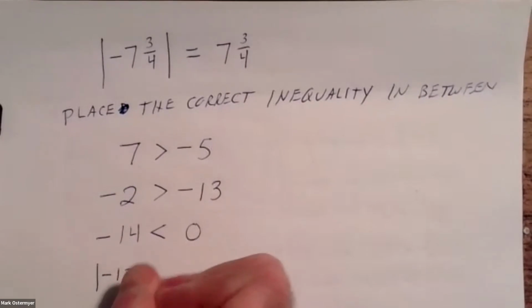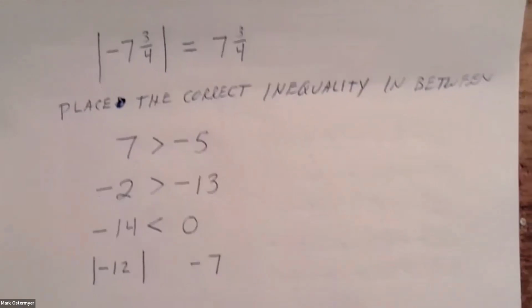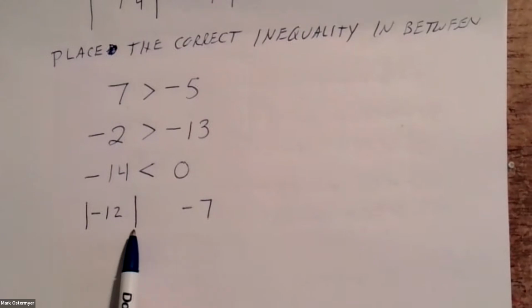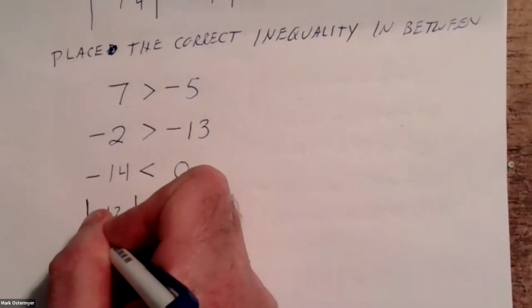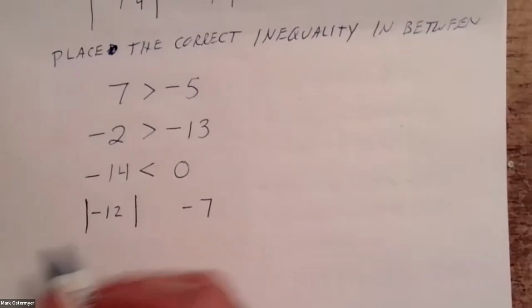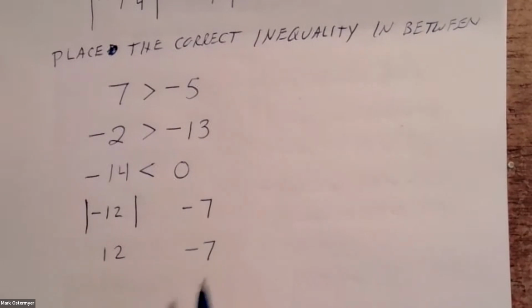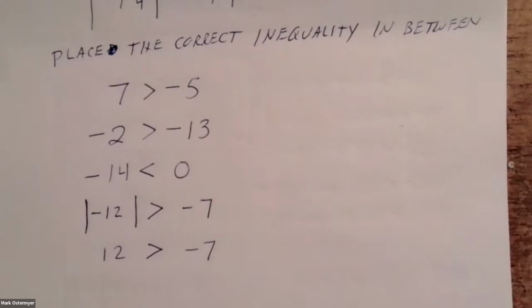All right. How about the absolute value of negative 12 compared to negative 7? Which one's greater? Which one's smaller? The absolute value of negative 12 compared to negative 7. Negative 7 is greater. Now, what is the absolute value of negative 12? 12. So it's really like comparing 12 and negative 7. So 12 is greater. We would say 12 is greater than negative 7, right? Yep. So that's how you'd have to orient your inequality symbol to have a true statement there.